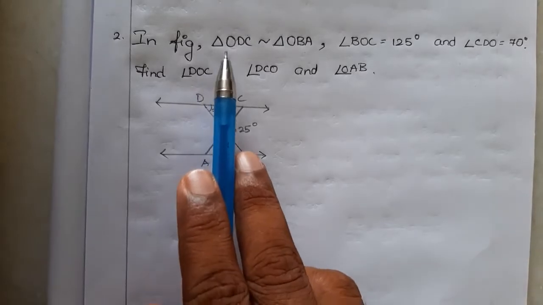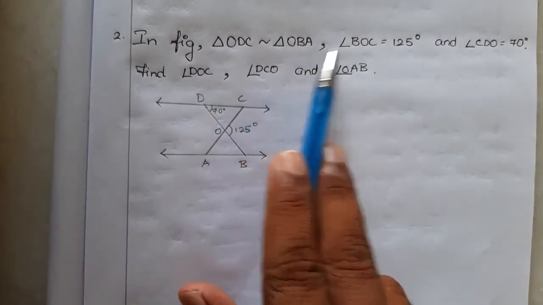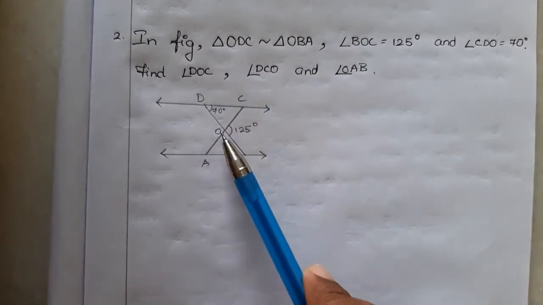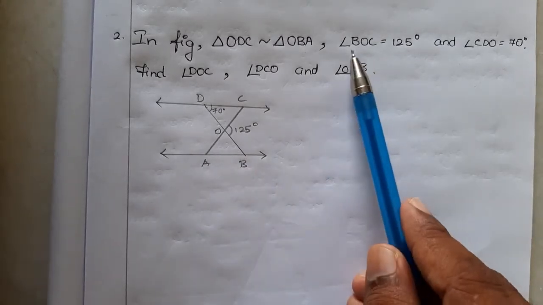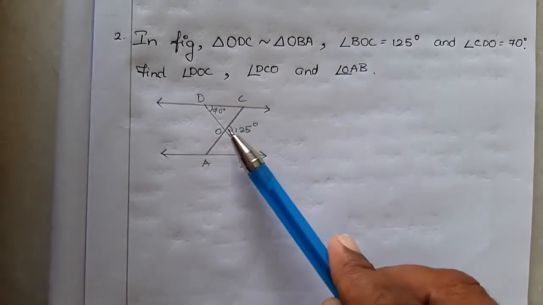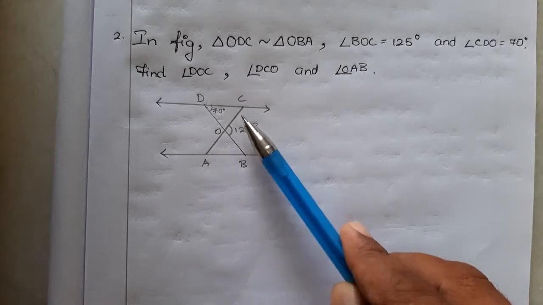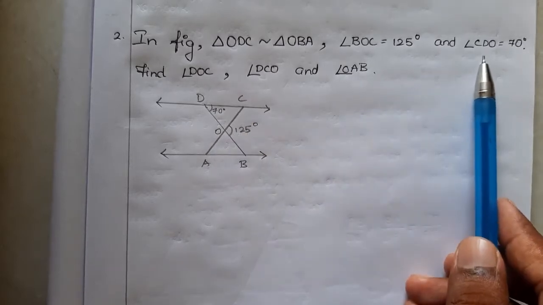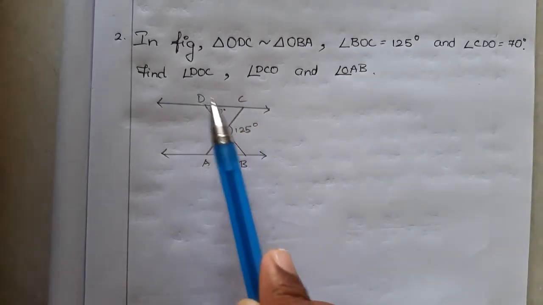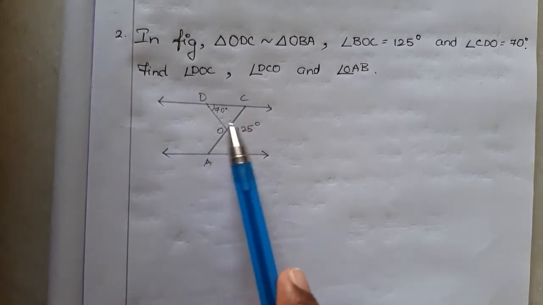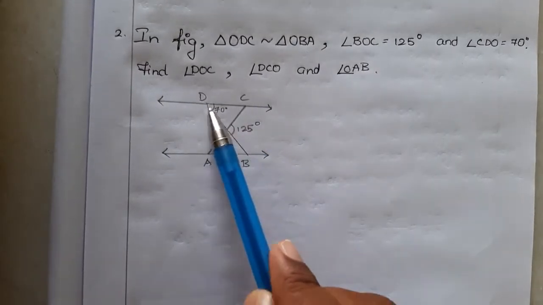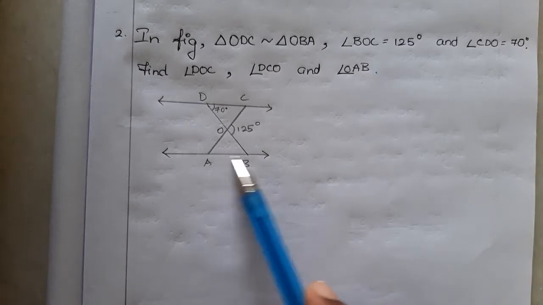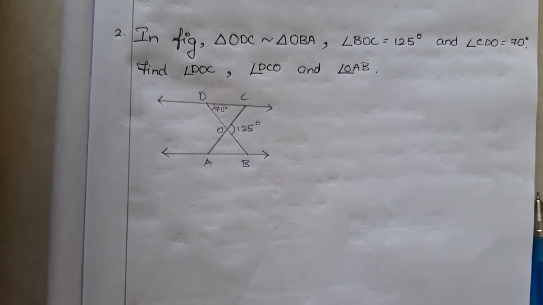In the figure, the triangle ODC is similar to OBA. So angle BOC is equal to 125 degrees, which is given, and angle CDO is 70 degrees. We have to find angles DOC, DCO and OAB. So the first is very easy to find, right?